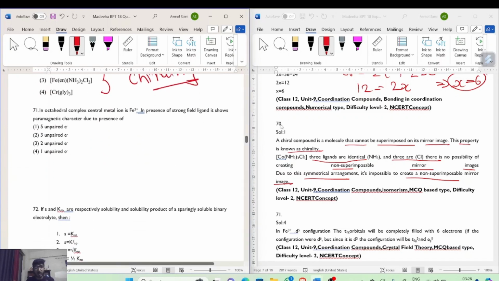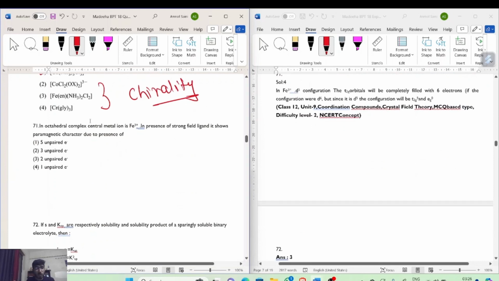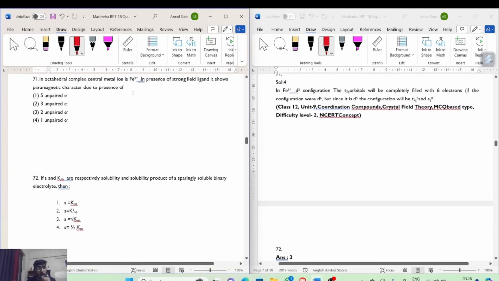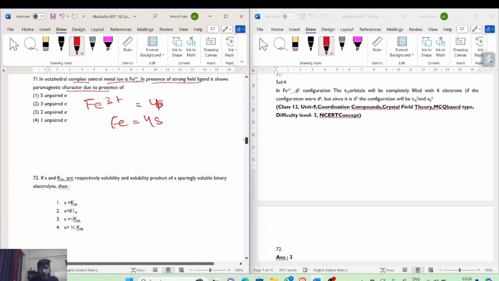Now come to question number 71. What is question number 71 saying? In an octahedral complex, the central metal is Fe3+. In the presence of a strong field ligand, it shows paramagnetic character due to the presence of... First of all, we are given Fe3+, so first we will calculate its electronic configuration. The electronic configuration for Fe is 4s2 3d6. Now for Fe3+, it will be 3d5.